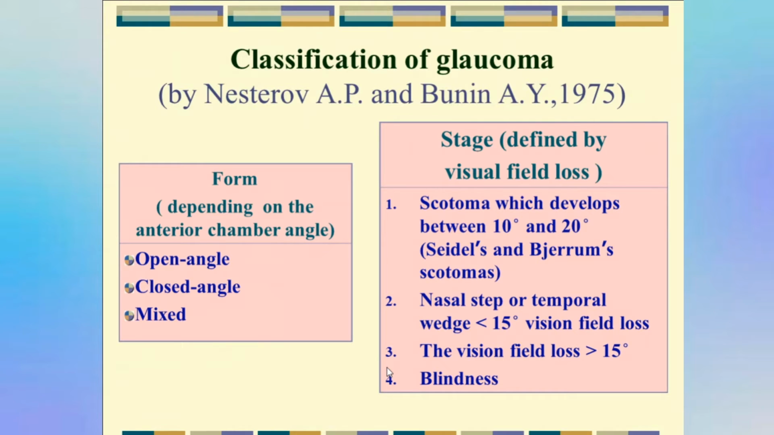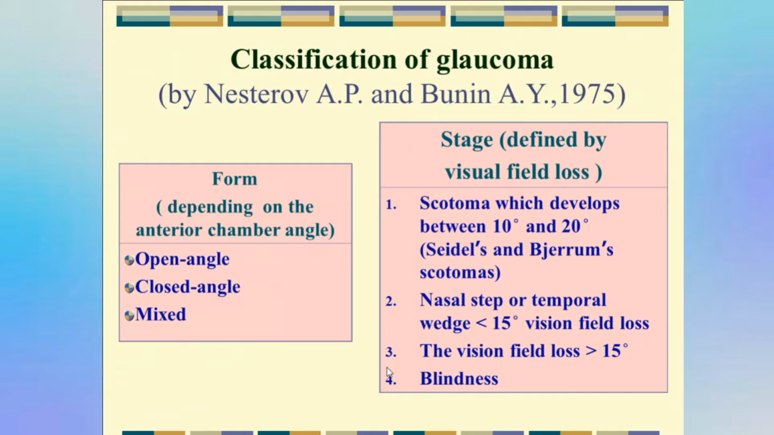Another classification of glaucoma, depending on the anterior chamber angle, we have already mentioned: open angle, closed angle, and mixed. And according to the condition of the visual field, according to visual field defects, Nesterov and Bunin in 1975 divided glaucomas into stages. The first stage, mild stage, is characterized by scotoma, which develops between 10 degrees and 20 degrees. The second stage, nasal step or temporal wedge, less than 15 degrees visual field lost.